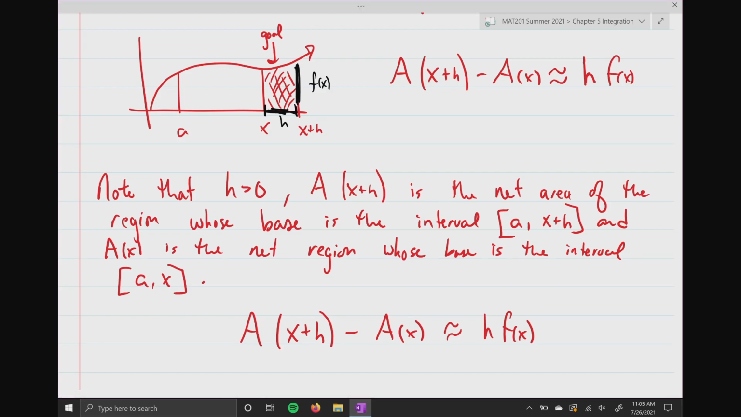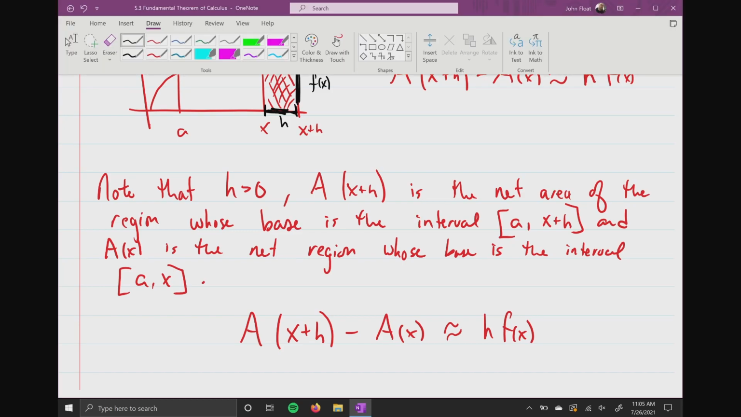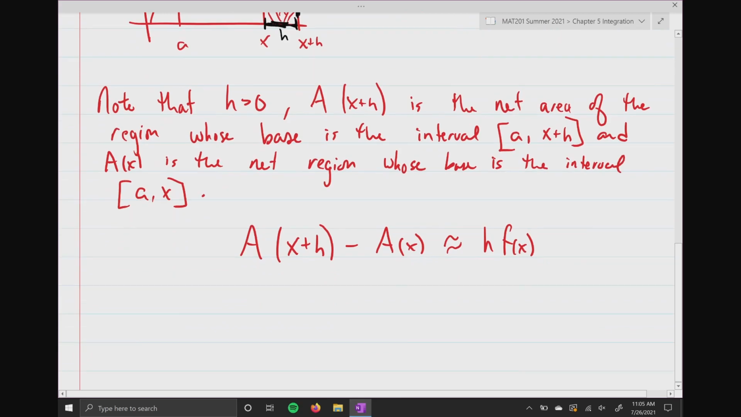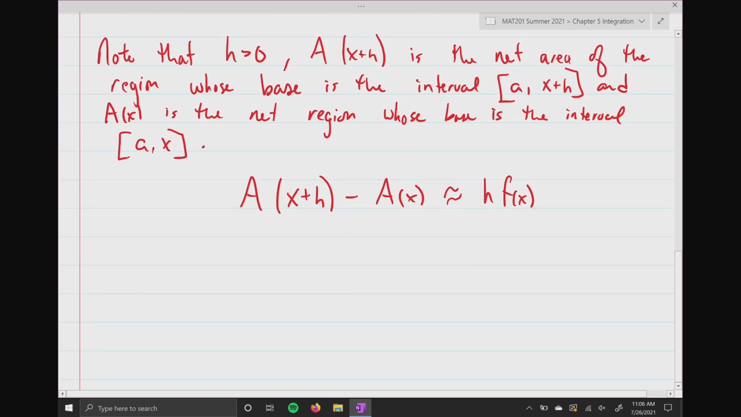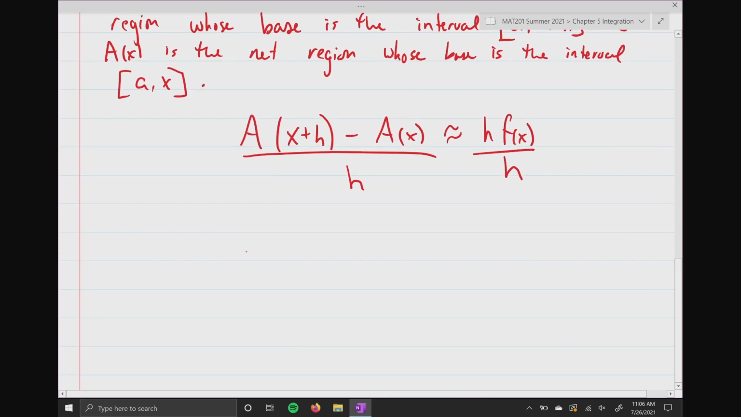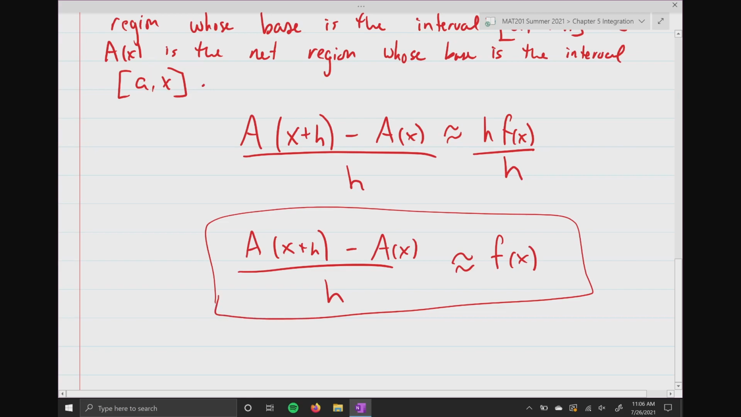Now, let me get my red marker out here. There we go. So now I have an approximation equation here. Remember, if you do something to one side of the equation, you must do it to the other. So what I'm going to do is just divide both sides by h. And notice by doing that, I get A of x plus h minus A of x all over h is approximately equal to f of x.